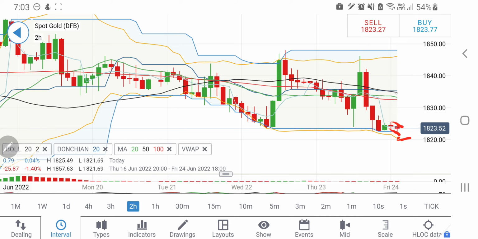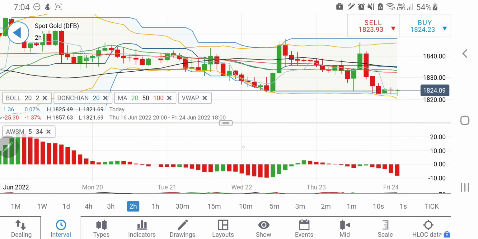But where is the first resistance? 1832 and then 1835. These two levels you have to watch out for. Any rise beyond this will try to take it towards 1840-42 zone. Probably it may try to hit these levels if it continues to trade above 1820.